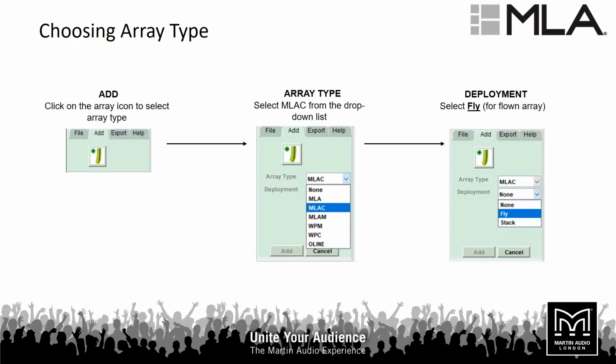The first thing we do is add the array. So we then click the Add button. And as you can see, you can click on the drop-down menu and you can choose which array you're using. So in this example, again, we're using MLA Compact. So here you can see I've selected MLA Compact from the drop-down menu, and we're going to fly this array. So I click on Fly.